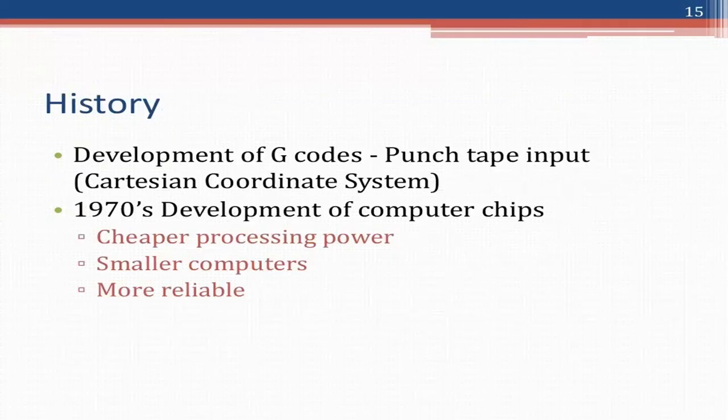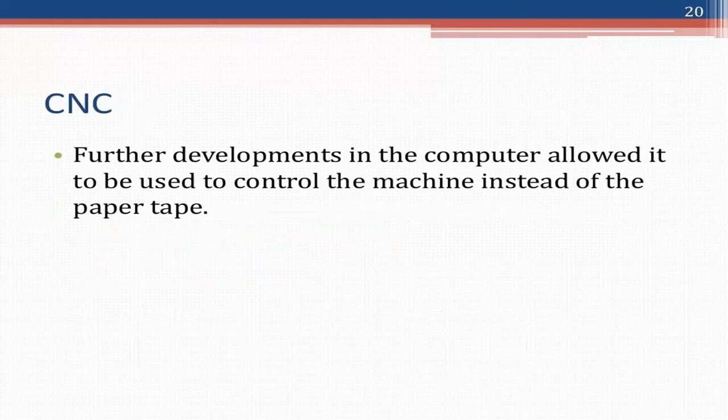The history of NC is a development of G code. It is a punch tape input method, and in 1970 the computer chips were developed. It is like a small computer with cheaper processing power. In 1970 we developed the computer chips for the NC method.